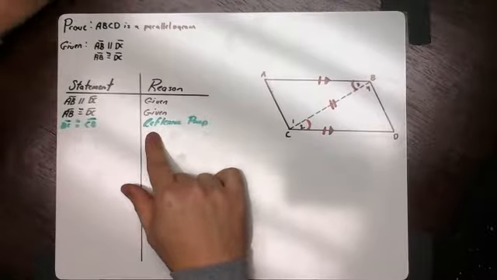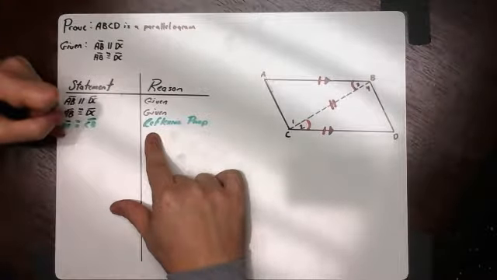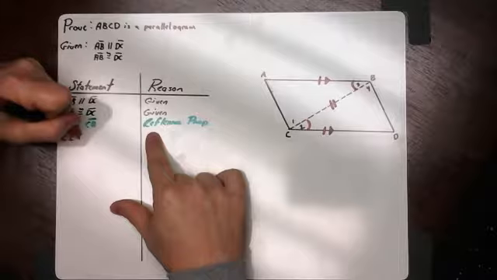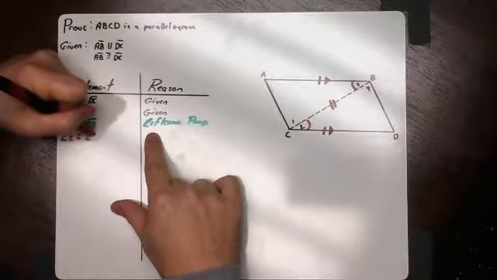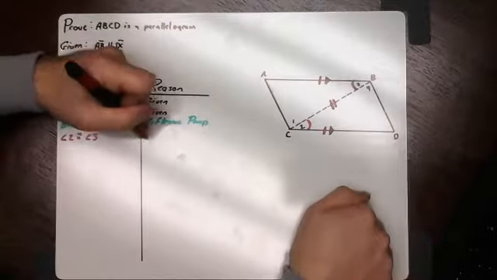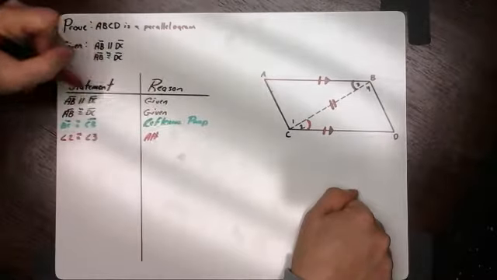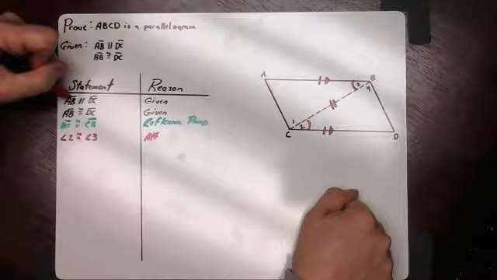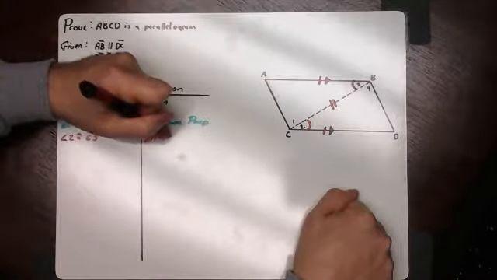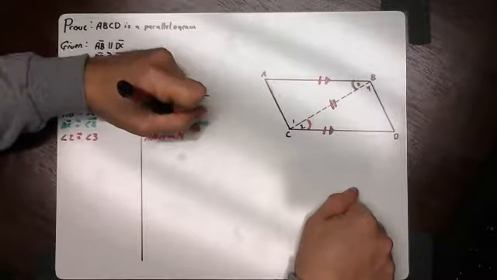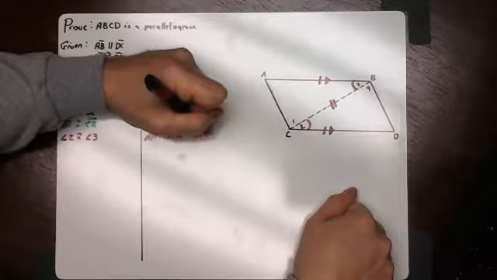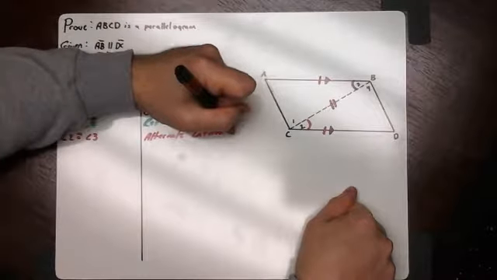Then I'm going to make the statement that angle 2 is congruent to angle 3. And that's because they're alternate interior angles. I can make that statement because of this given alternate interior angles.